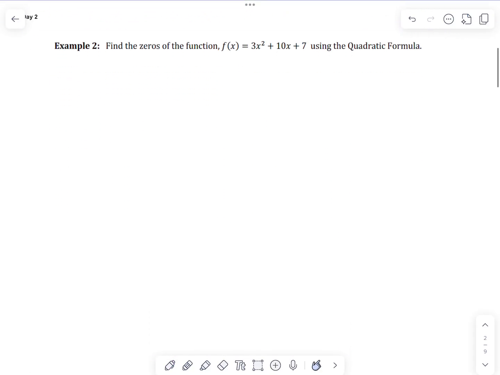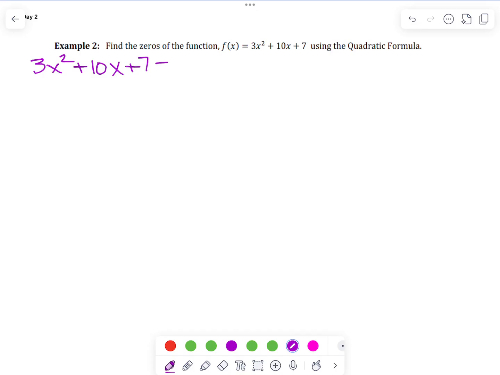All right, here's our second example. We want to go ahead and set the equation equal to 0, and then identify the value of a, b, and c. So the value of a is 3. The value of b is 10. And the value of c is 7. We're going to sub it into our formula.